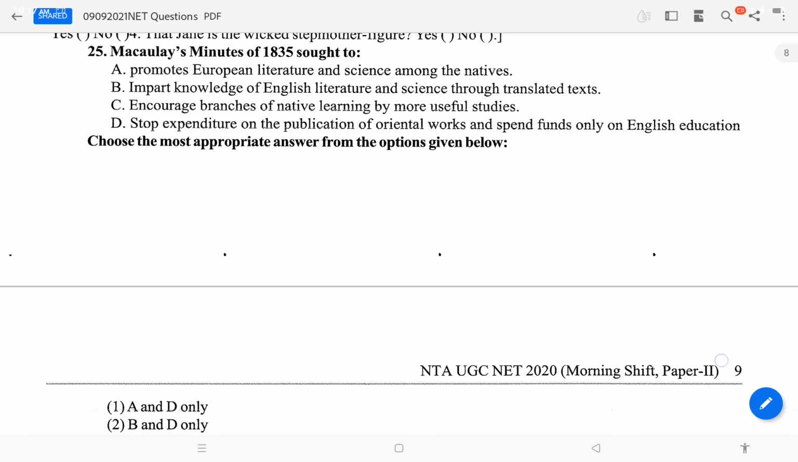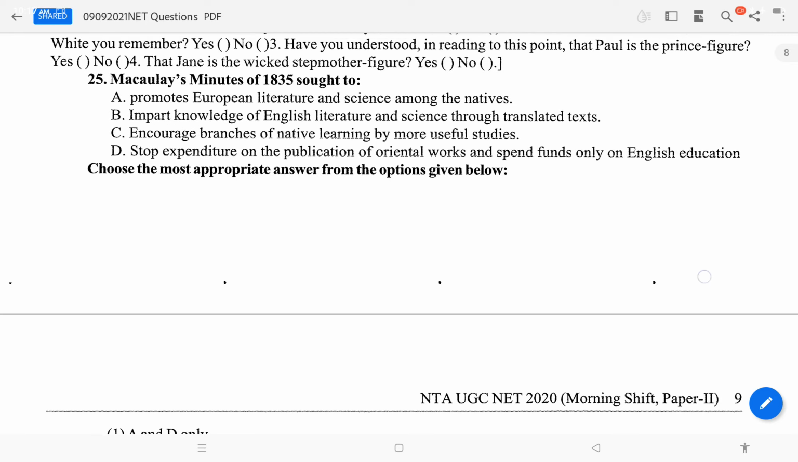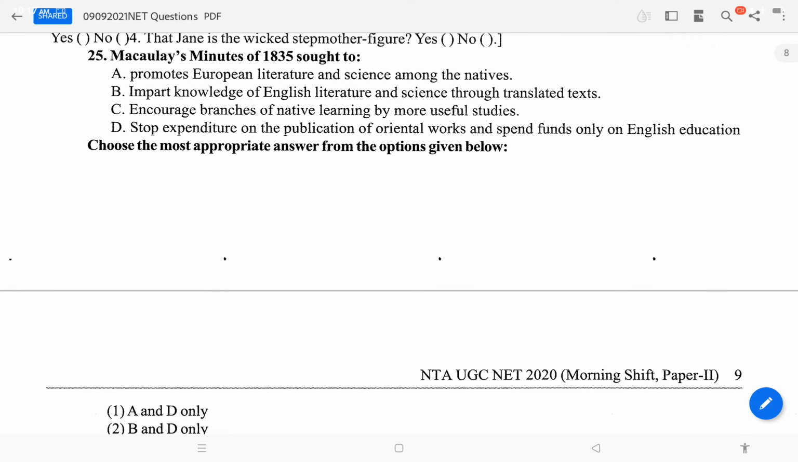You know the famous Macaulay's Minute, published in 1835. It stopped our Indian education completely. It said that Indian education is not good enough compared to English education, so let's only teach in English and spread English education. How did he do it? He promoted European literature and science among the natives, and you know the infiltration theory of Macaulay's Minute. It is a famous theory.